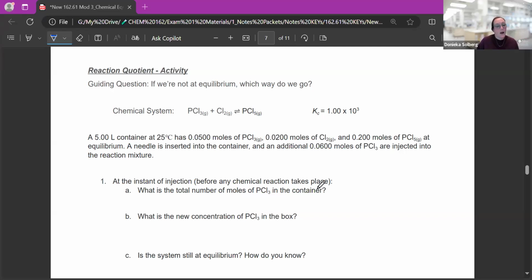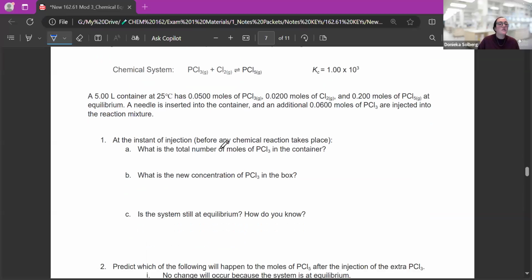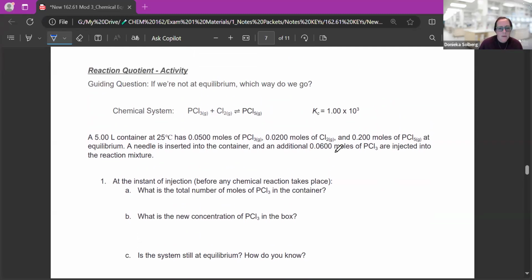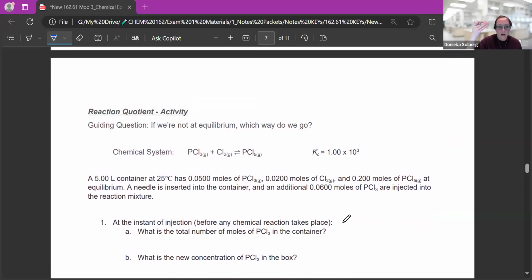K is a constant at a specific temperature, in this case, 25 degrees Celsius. The ratio has to be 1,000. So how are we going to figure out what happens? At the instant of injection, before any chemical reaction takes place, what is the total number of moles of PCl3 in the container? All right, so let's see what we got going on here. Okay, I guess this isn't worded the best because it says this one and this one are at equilibrium. Okay, so I'm going to draw this out just for my own frame of reference.